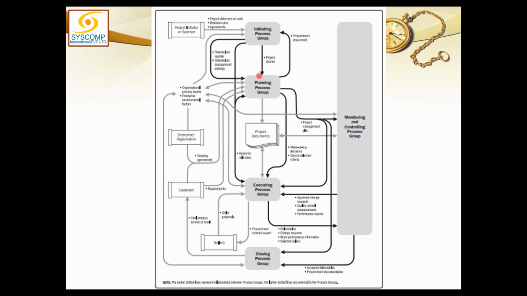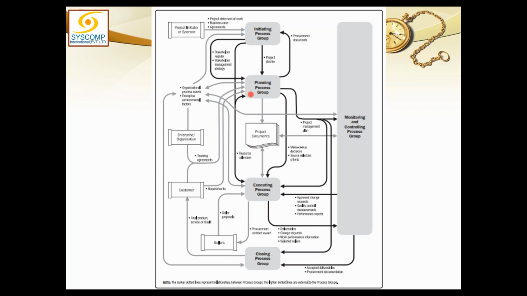So from initiation to planning, we get the charter, we get the stakeholder register, we get the stakeholder management strategy. From the organization, we are getting the organizational process assets and enterprise environmental factors. We are also getting requirements from the customer in planning. We are also getting the teaming agreements in planning. And on top of everything else, we also may get the resource calendars.